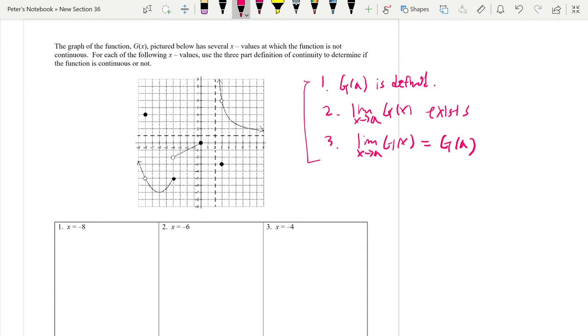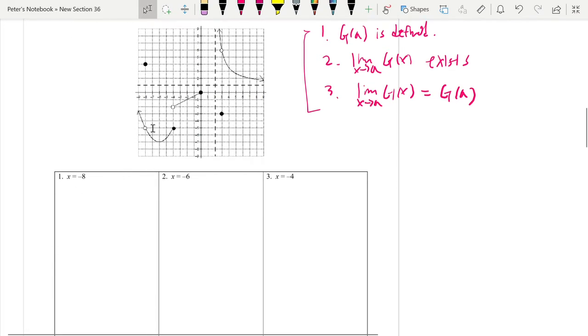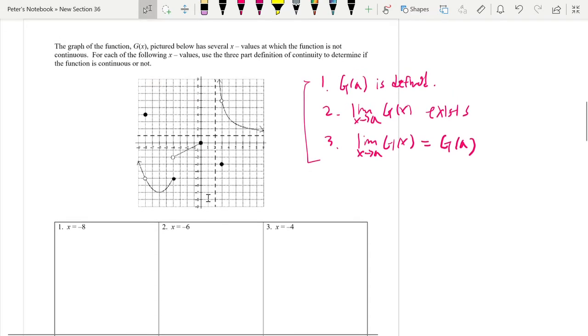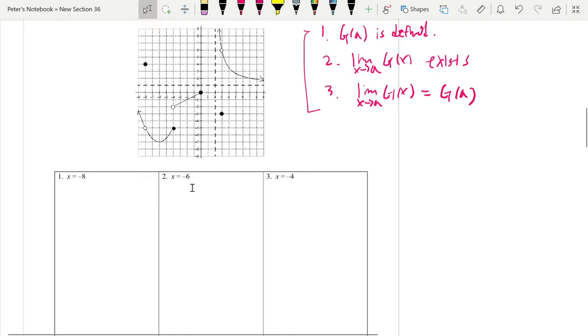So here, if it violates even one of them, 1, 2, 3, then you can make the conclusion that this function is not continuous at x equals, for example, -8, or x equals 8. Let's check it out here. Graphically speaking, we can already kind of see that there's a hole there.